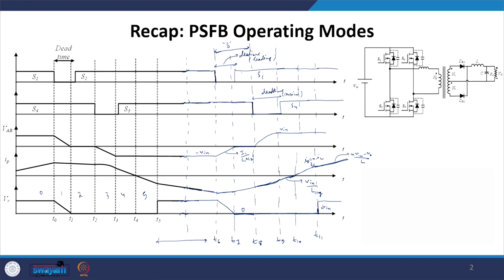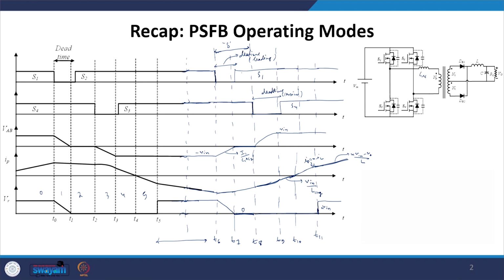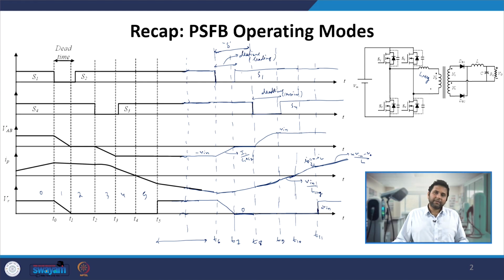We have also seen how, because of the output capacitances of the devices and the transformer leakage inductance L leakage, using these two parasitics we can ensure ZVS turn on of all the leading leg switches. These are the leading leg switches and the lagging leg switches.